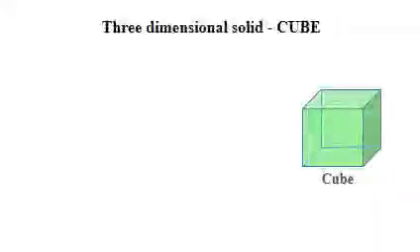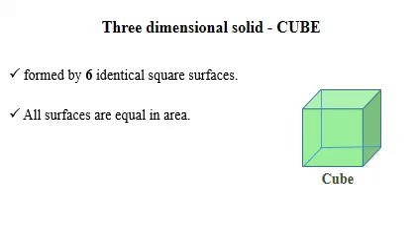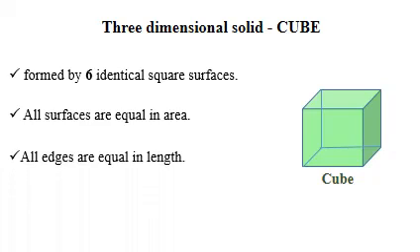Students, today we are going to learn about different three-dimensional solids. The first one I have taken here is a cube. A cube is formed by 6 identical square surfaces. Identical means similar. As a cube is formed by 6 similar square surfaces, therefore all the surfaces of a cube occupy equal area, and all the edges of a cube are equal in length.